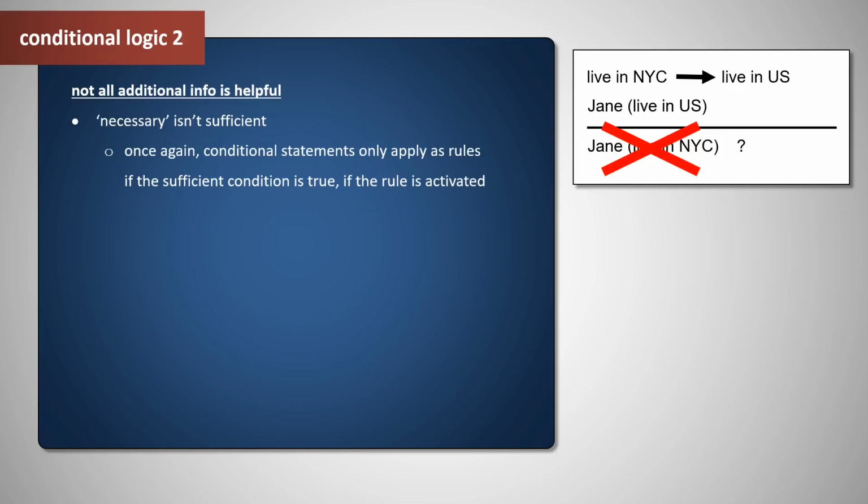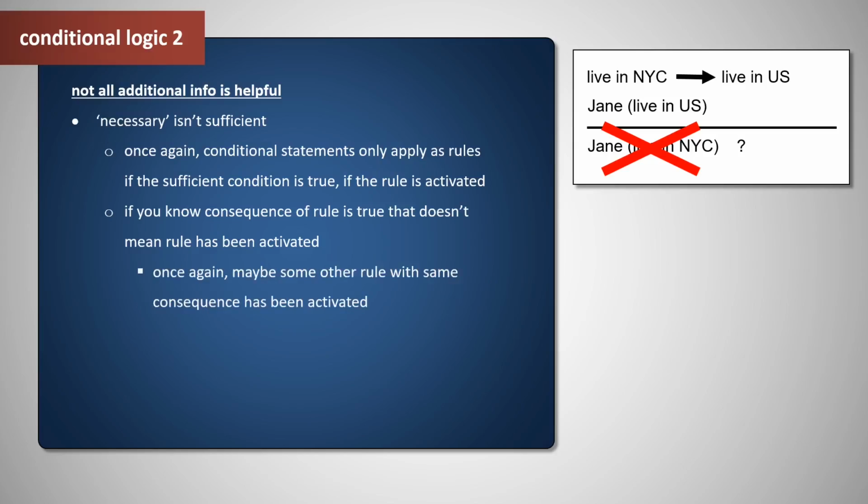Conditional statements only apply as rules if the sufficient condition is true, if the rule is activated. Now, if you know that the consequence of the rule is true, that does not mean that the rule has been activated. Once again, maybe some other rule with the same consequence has been activated, and that's intuitively what's going on here.